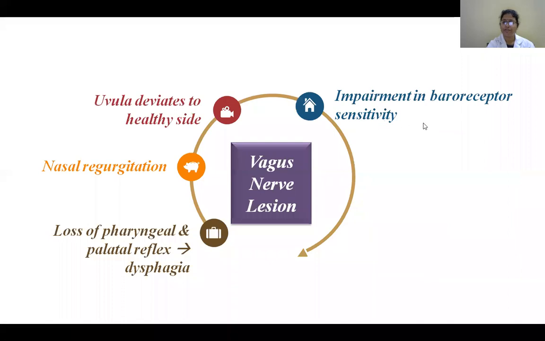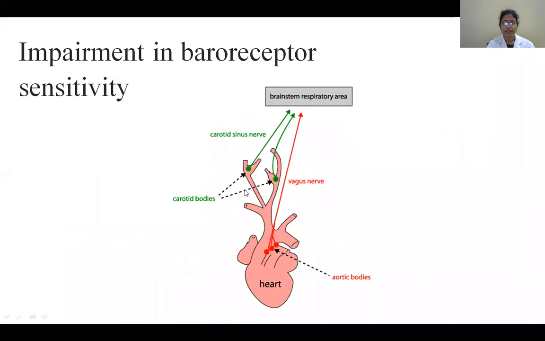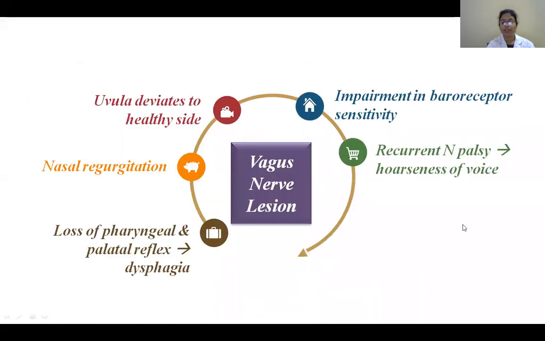There would also be impairment of the baroreceptor sensitivity. Now, as we know, the vagus carries the baroreceptor information from the aortic bodies. So if there is a lesion of this branch of the vagus nerve, the baroreceptor mechanism would be impaired and the person can have orthostatic hypotension. Another important feature present in vagus nerve lesion is hoarseness of voice because of involvement of the recurrent laryngeal nerve. And there could be vocal cord palsy also.